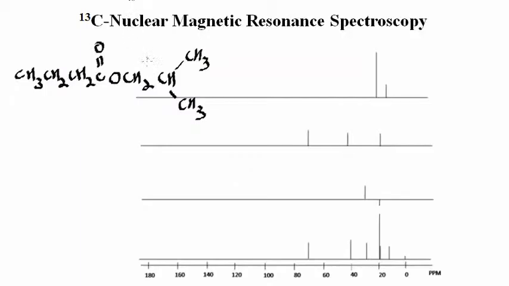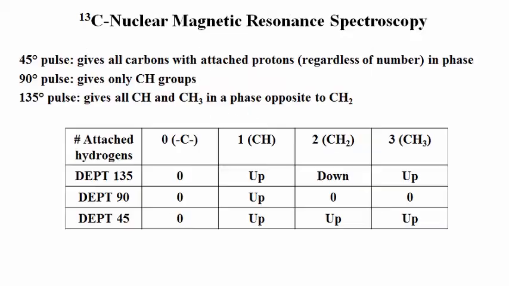So now let's take a look at this series of carbon-13 NMR spectra for this molecule here. This is isobutyl butyrate. And now let's see if we can label what each of these NMR spectra correspond to, namely the 45-degree, 90-degree, and 135-degree. And here I have another way that you can really think about this in terms of being in phase or opposite phase to one another.